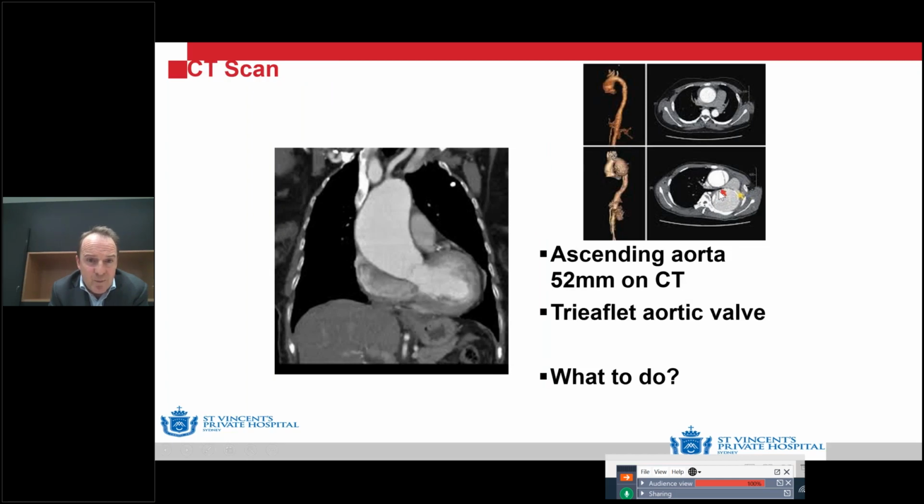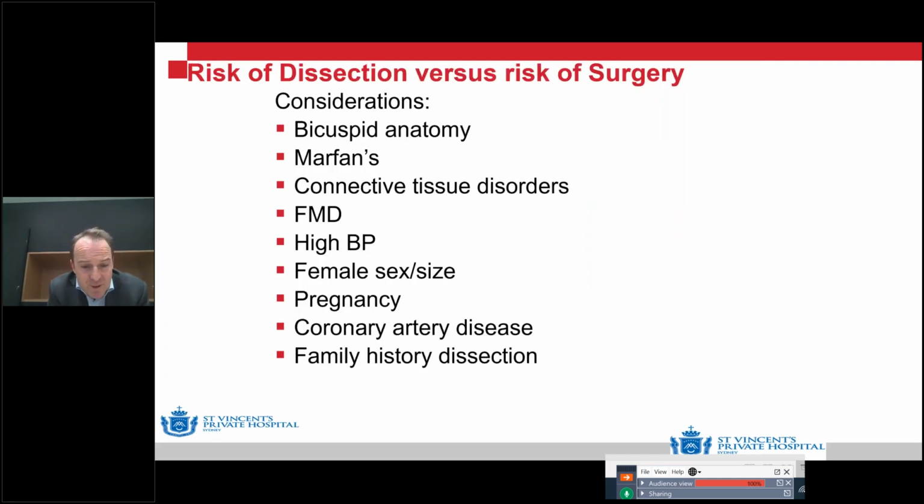He had a CT scan, which is the gold standard for looking at ascending aortic dimensions in 3 dimensions, and he actually had a 52 millimeter ascending aorta on CT. He's got a trileaflet aortic valve, so there's no reason to operate just because of the valve, and the question really is, what do we do with him? These are always difficult decisions because anybody with significant ascending aortic dilatation is at risk of aortic dissection. There are some guidelines, but they are only guidelines and do depend on the individual.